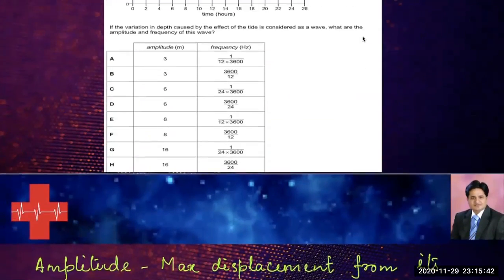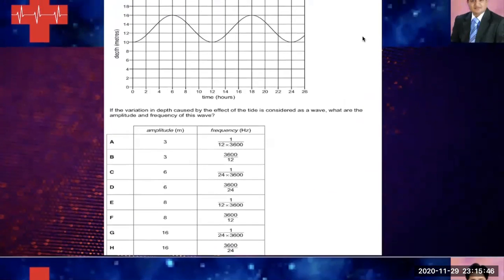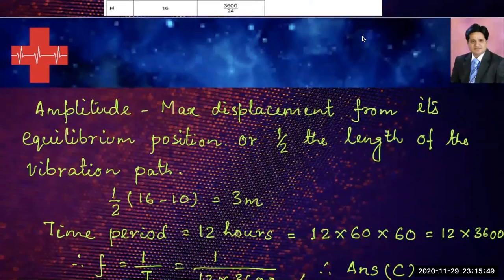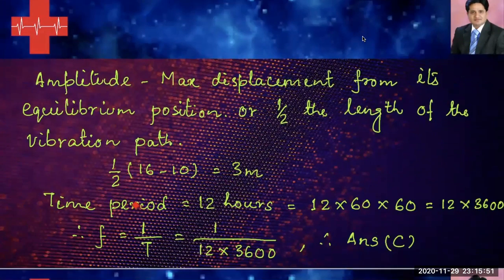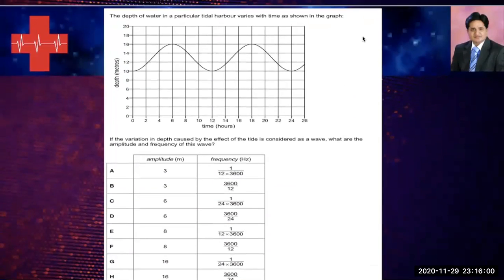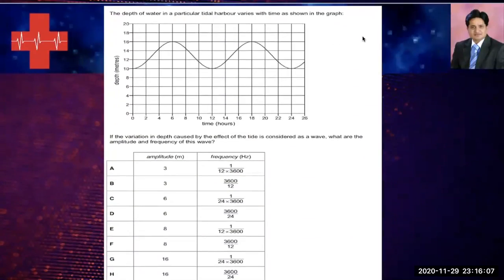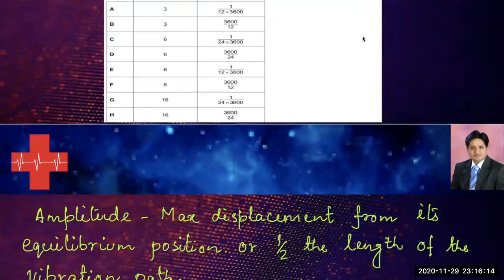The definition of frequency is the number of vibrations made in 1 second. And frequency is 1 over the time period. Now, if you calculate the time period, you see the time taken for one complete wavelength to pass through a point. The time period here is technically this entire thing. So that's 12 hours. The time period is 12 hours.